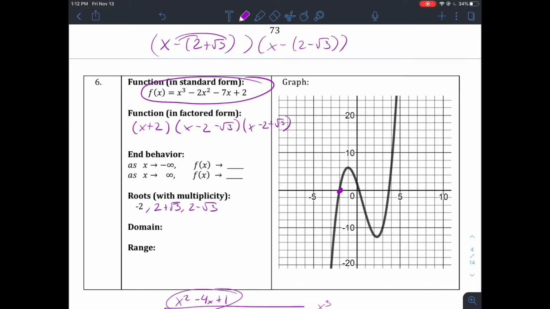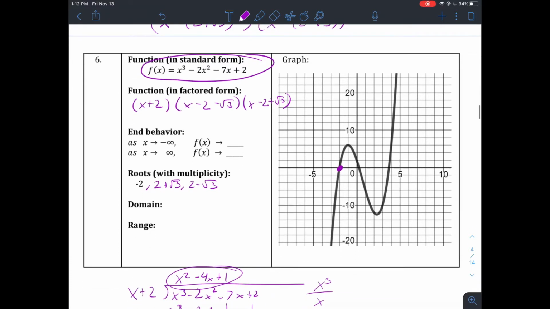Then you should be able to tell the end behavior just from looking at it, right? As x goes to negative infinity, the function goes to negative infinity. And as x goes to positive infinity, the function goes to positive infinity. The domain here is going to be all real numbers.